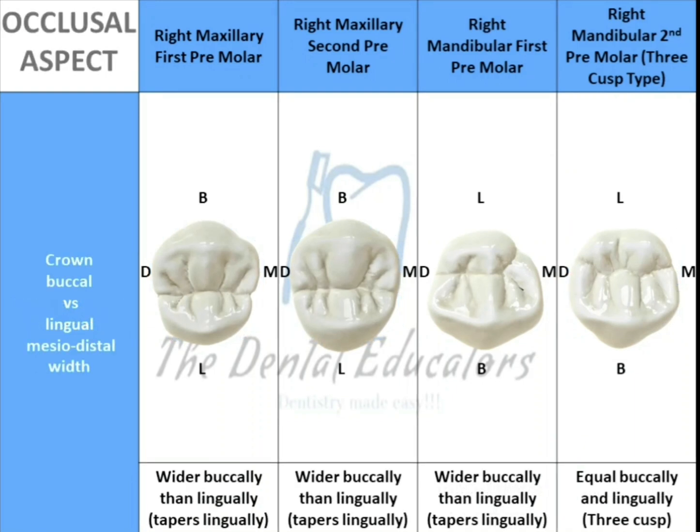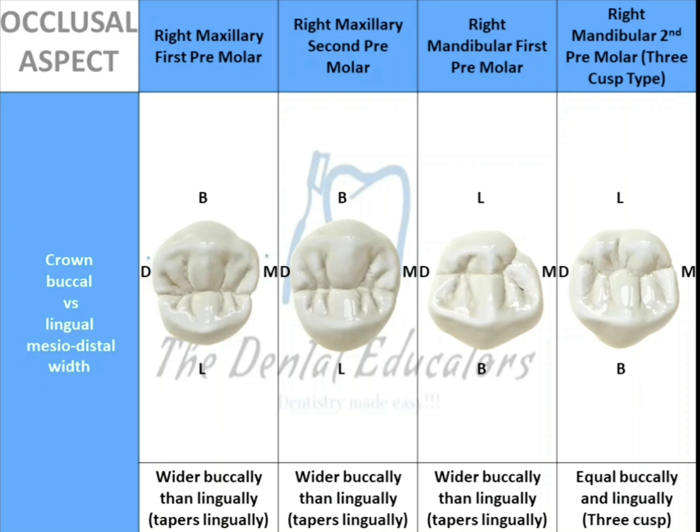Now let us compare the mesio-distal dimension of the buccal cusp with the mesio-distal dimension of the lingual cusp for all 4 premolars. For the maxillary first premolar, it is observed that the mesio-distal dimension of the buccal cusp is greater than that of the lingual cusp. Thus, it has a tendency of tapering lingually, as can be observed in the image below.